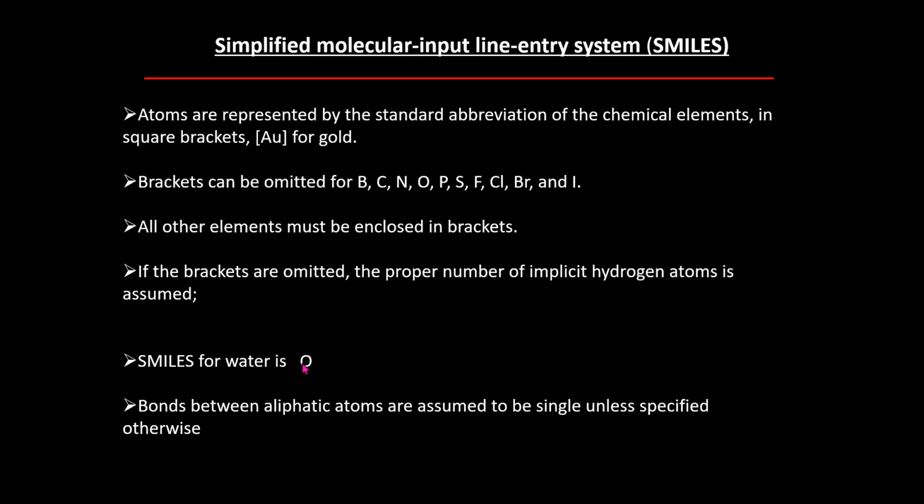Understand? So if I want to write methanol, which is CH3OH, I just write CO, capital C, capital O. So simple actually. If I want to write ethanol, I will write capital C, capital C, capital O. That becomes ethanol.